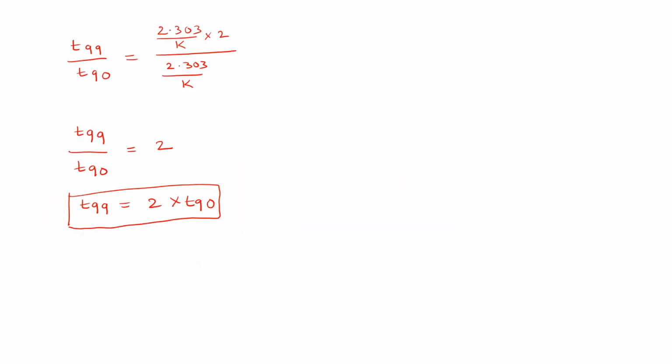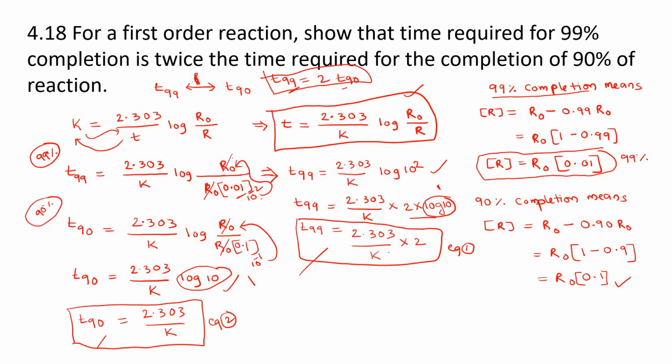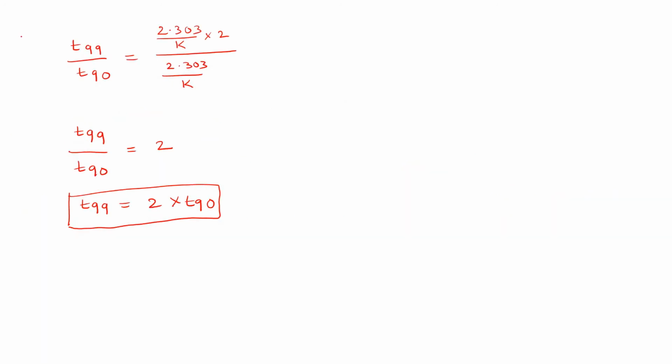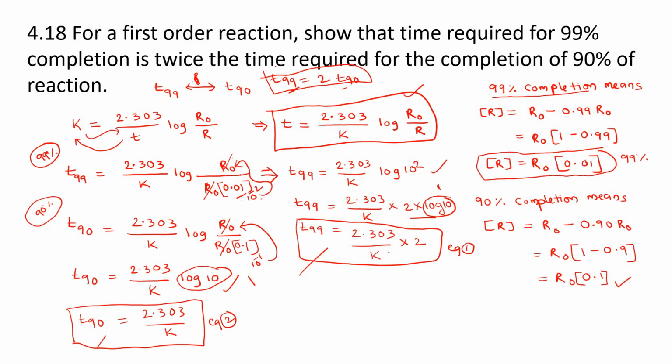Now what I am doing here is dividing the T99 by T90. Both equations, dividing here. For example, this is equation number 1 and equation number 2. So equation number 1 by equation number 2. Now we get this expression. Now K gets cancelled. 2.303 will get cancelled. Now this value will be 2. Now time required for completion of 99% is equal to 2 into time required for completion of 90% here. So with this, the given question is completed. Yes, it is correct only.